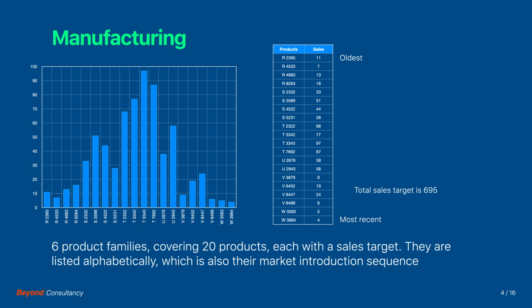Imagine an operational unit which manufactures and supplies 6 product families, covering 20 products. Each product has a sales target. The total sales target is 695. The products are listed alphabetically, which also happens to be their market introduction sequence. Indeed, the oldest product is at the top, the most recent at the bottom.